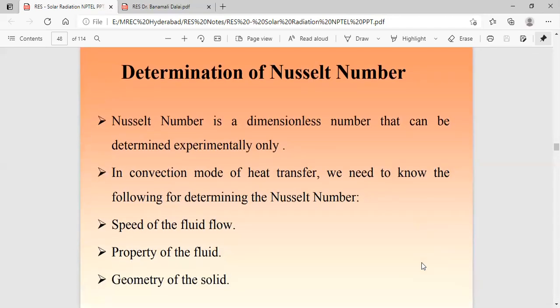Now, determination of the Nusselt number. The Nusselt number is a dimensionless number that can be determined experimentally only. In the convection mode of heat transfer, we need to know the following for determining the Nusselt number. First one is the speed of the fluid flow. Second one is the property of the fluid. Third one is the geometry of the solid.